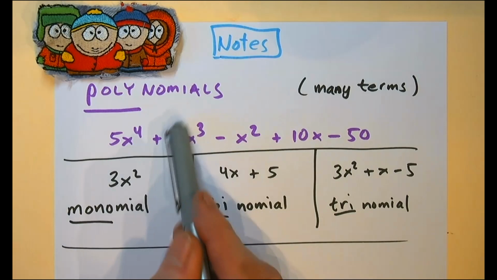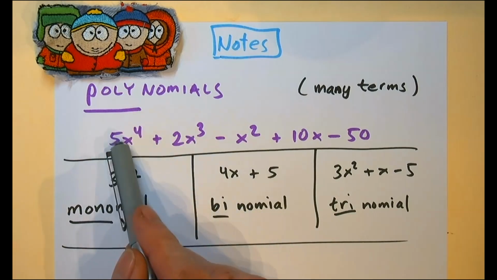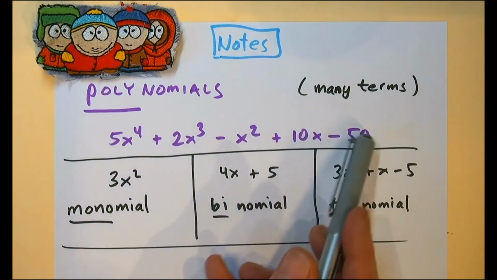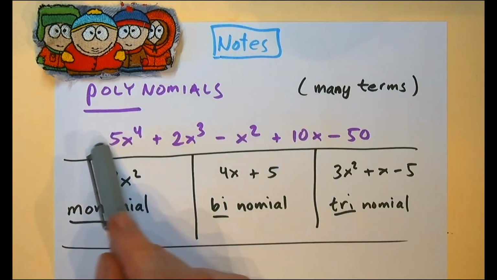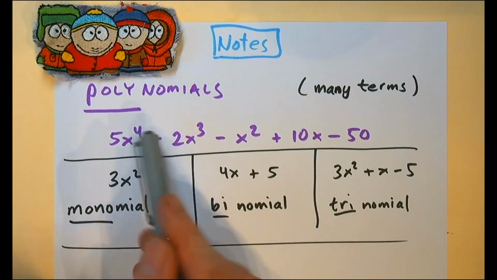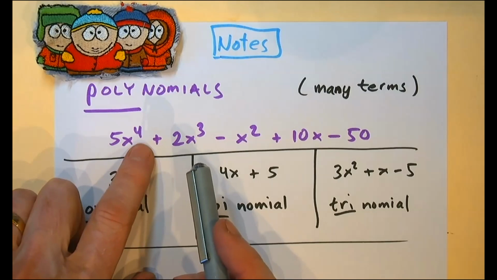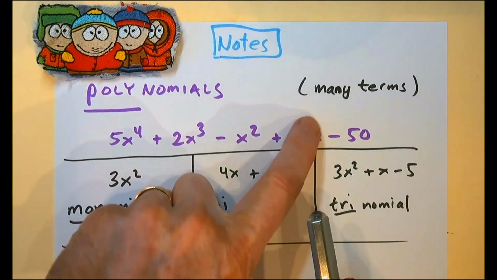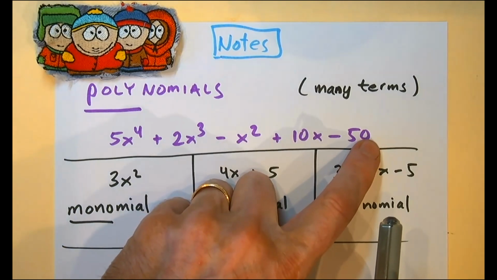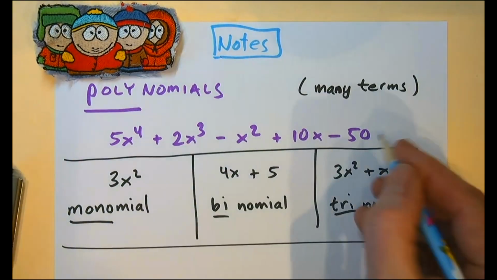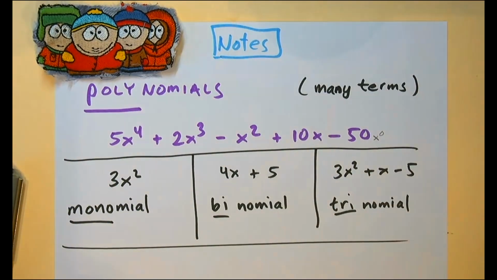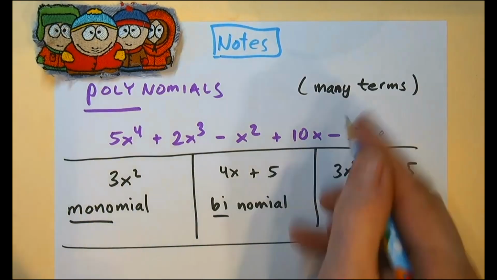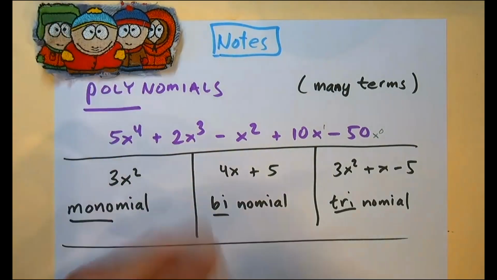Each one of these is a term. 5x to the fourth. 1, 2, 3, 4, 5. This has 5 terms. Things about polynomials, they have exponents. We put the biggest exponent first, like 4. Then we go 3, then 2. This would secretly be 1. And this is none. In fact, you could call this x to the 0, because that's really like nothing there. And this could be 1, but we don't write those in.